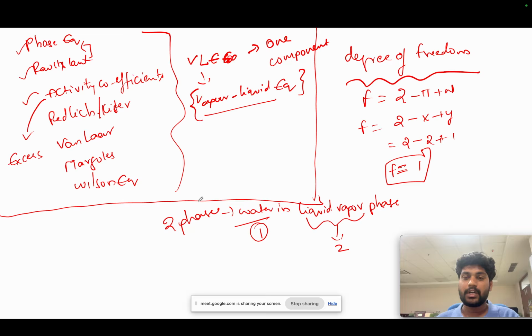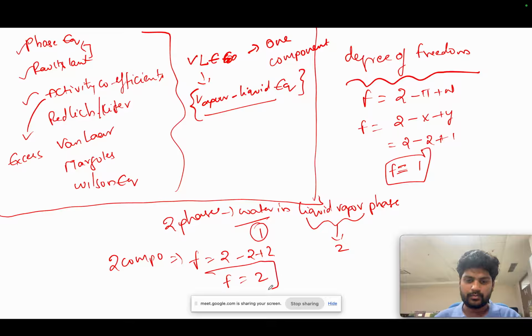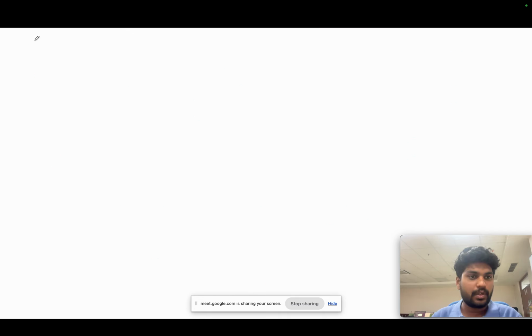If I take two components, it will be F equals 2 minus 2 plus 2, F equals 2. Any doubts in this? How we got 1 or how we got 2? Yeah. Okay, fine. So now we will go through the phase equilibrium diagram.